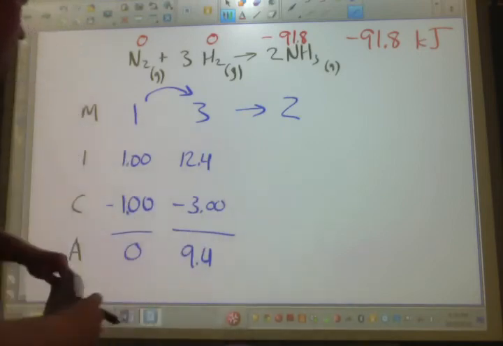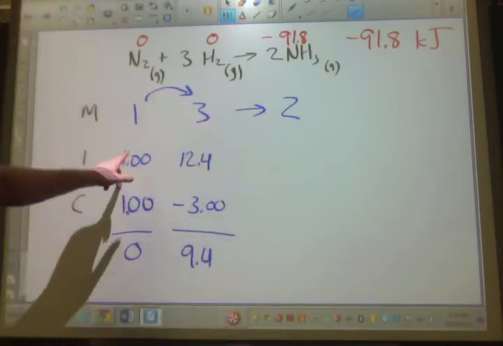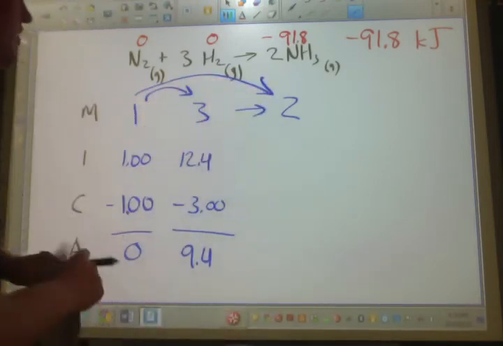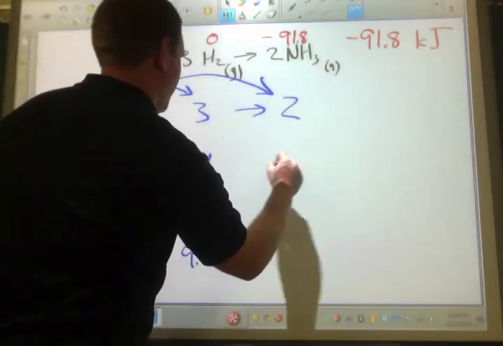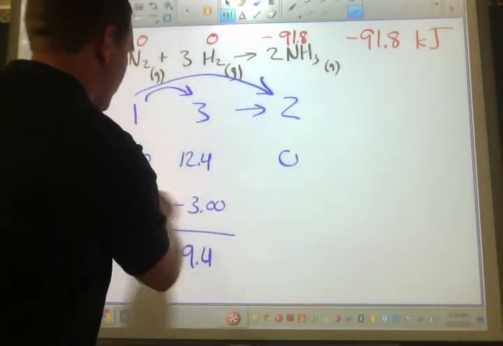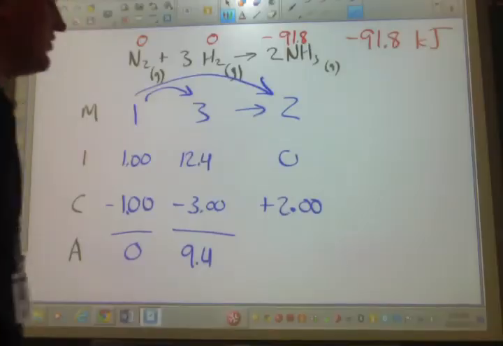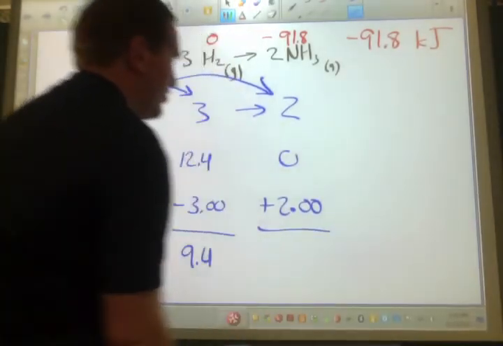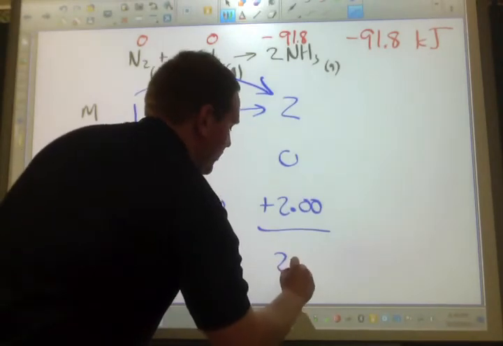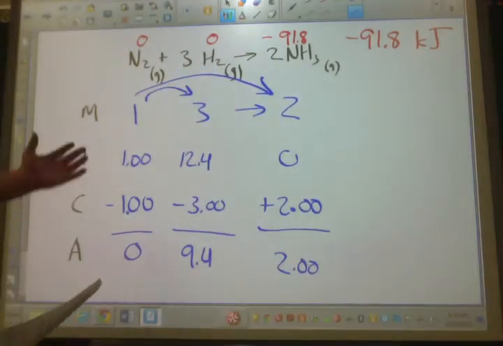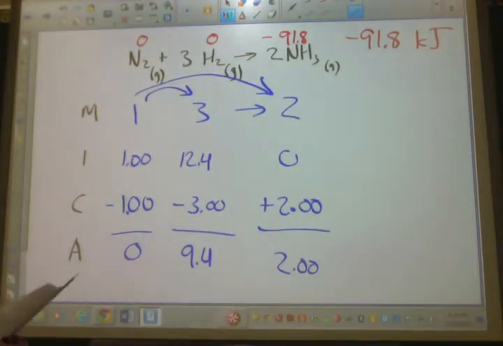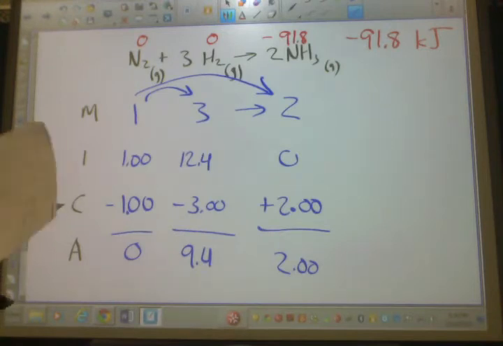And for my product, we're using 1 mole of this. It's a 1 to 2 ratio, so this is going to be, well, sorry, first we have 0. We're going to add 2.00 moles. Let's see how much we get left over is obviously 2.00 moles of this. Mica table is done. Let's check what we need to do now.